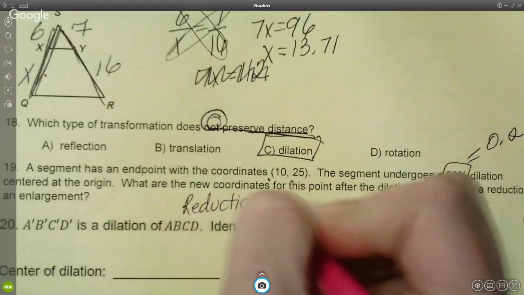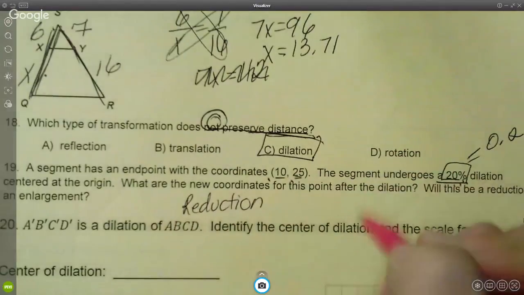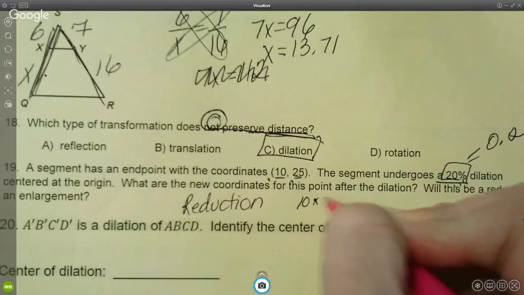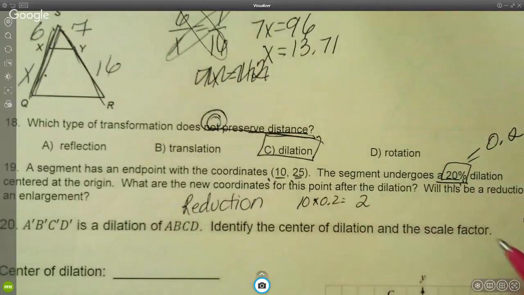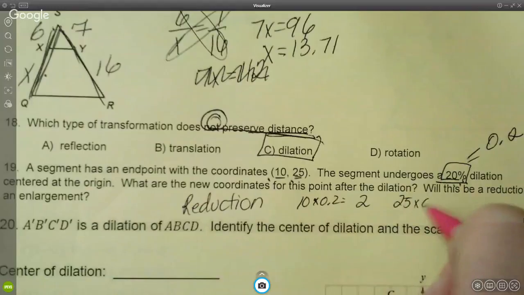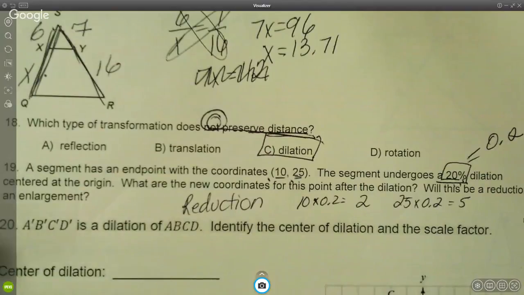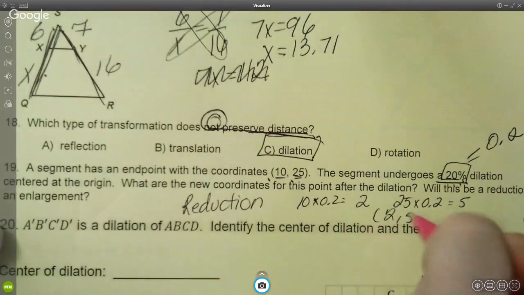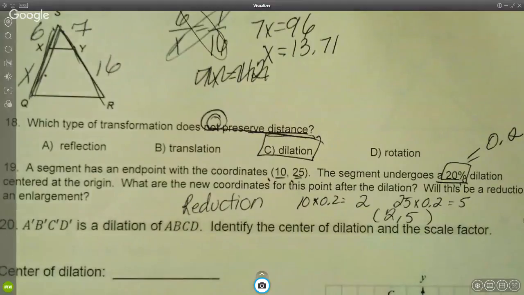And then all we're going to do is multiply each one of these numbers times 0.2. 10 times 0.2 equals 2. 25 times 0.2 equals 5. I'm pretty sure. Let me just double check. So our new point will be (2, 5). And obviously it's a reduction because this number is less than 1.